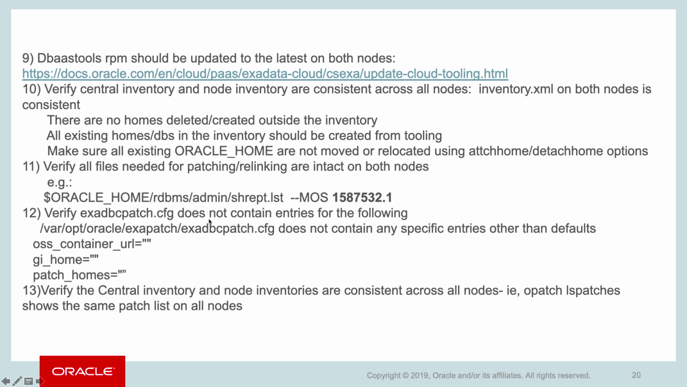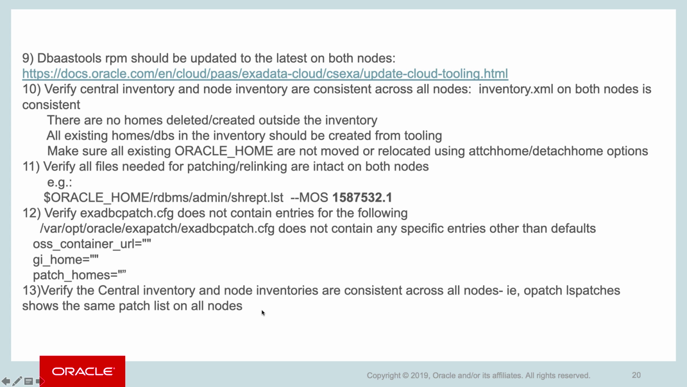Also, point number 11 is making sure you have the shrept.lst command. You can take a note at MOS 1587532.1. Basically, this file is needed for relinking of binaries, so make sure they are intact on both the nodes. Verify exadbcpatch.cfg should not contain any entries. Basically, it may contain an OSS URL or GI home or patch homes, so leave it blank with the default entries. Verify the central inventory and node inventories, as we have already covered. Also, opatch lspatches should show the same patch list on all the nodes.